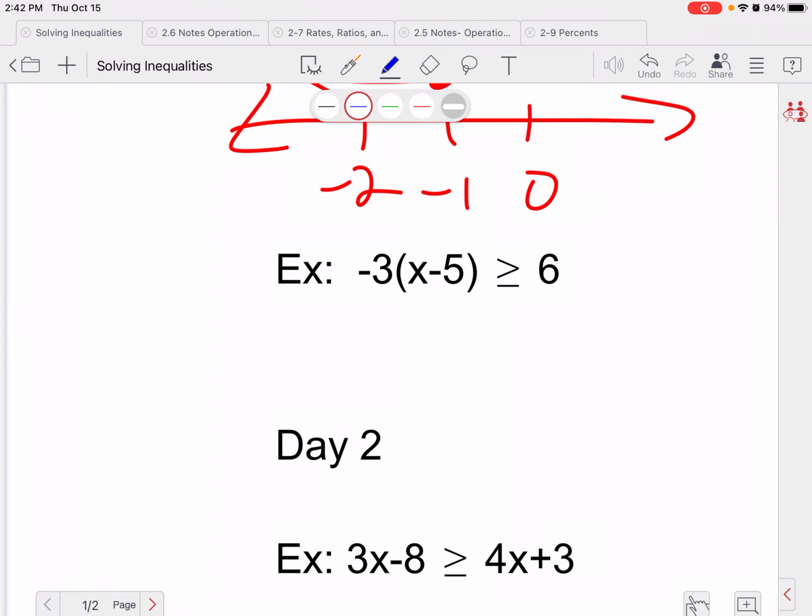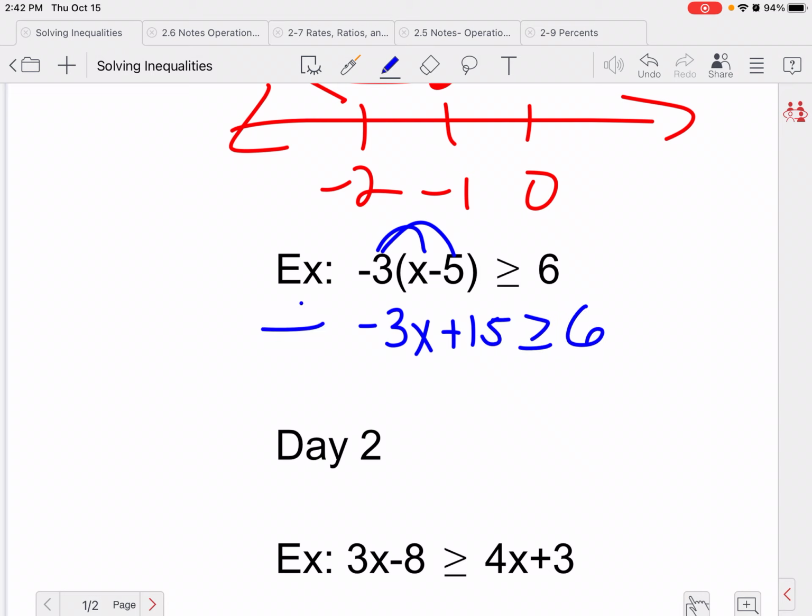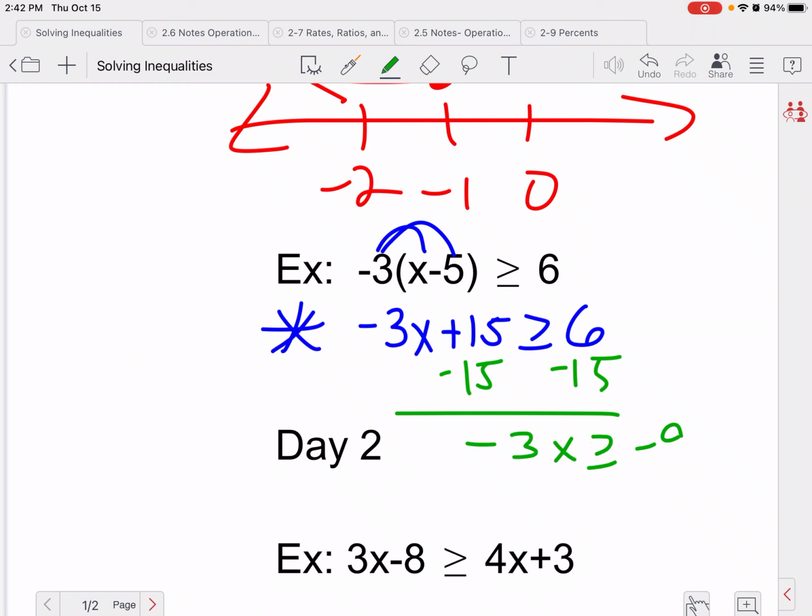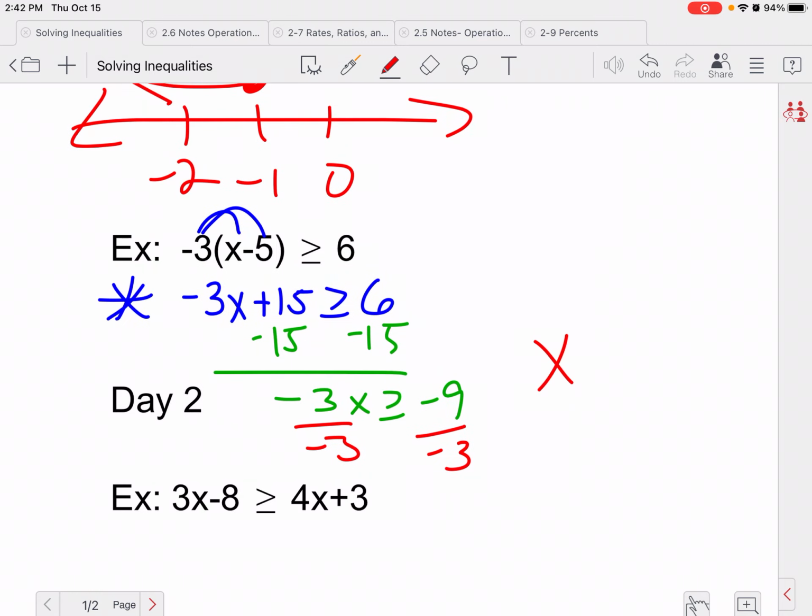Just as a recall here, we're going to distribute this. So we'd have negative 3x plus 15 is greater than or equal to 6. So go ahead and solve it from there. I would subtract my 15, which would give me negative 3x is greater than or equal to negative 9. We're going to divide by negative 3. And because we're dividing by a negative, we flip that sign. And so negative 9 divided by negative 3 is a positive 3. And we flipped our inequality from this to this.